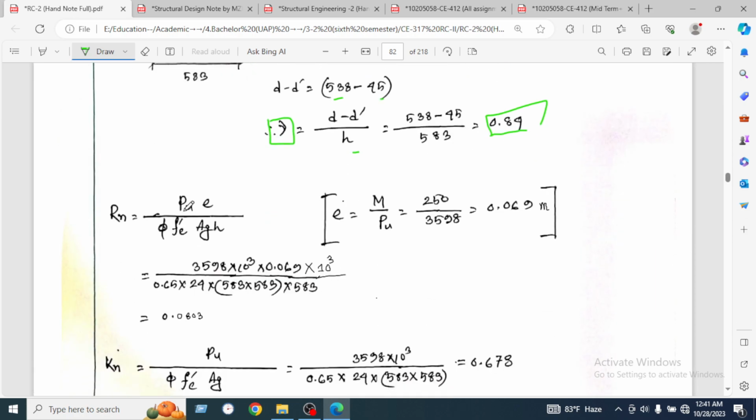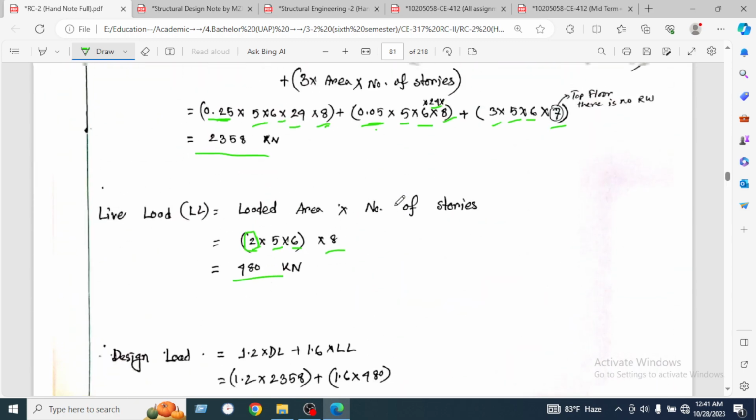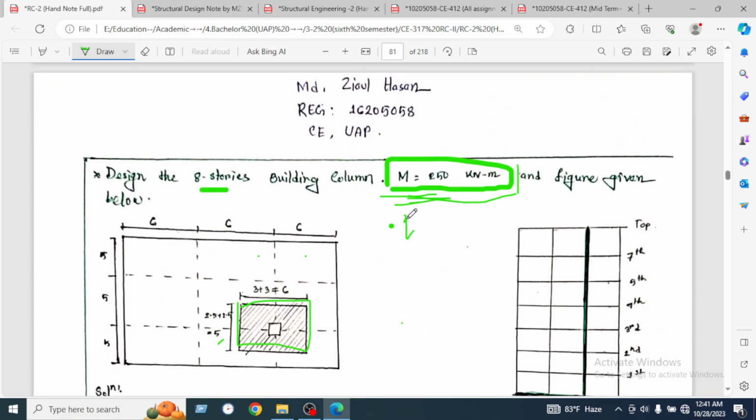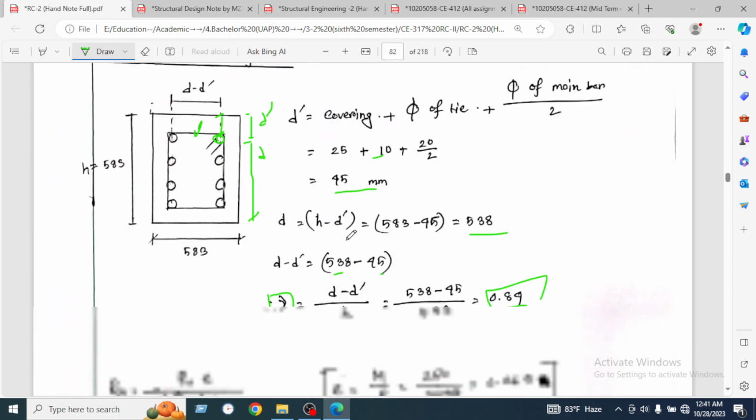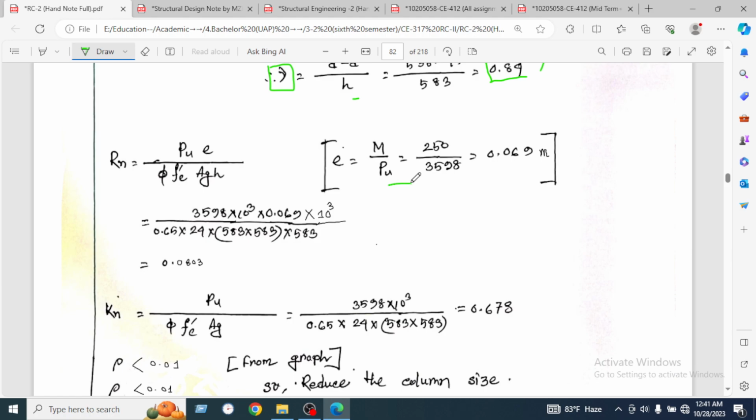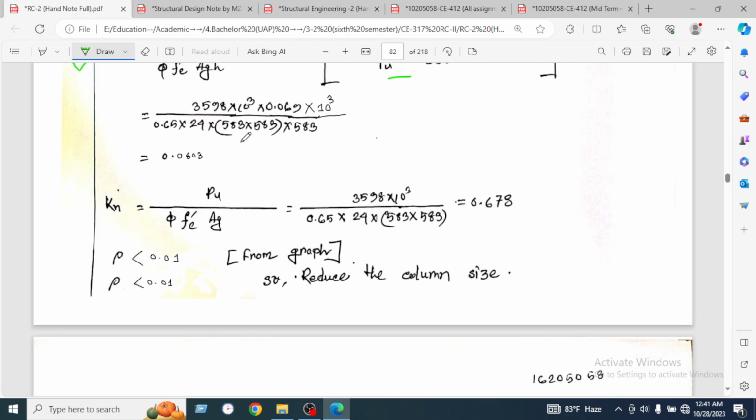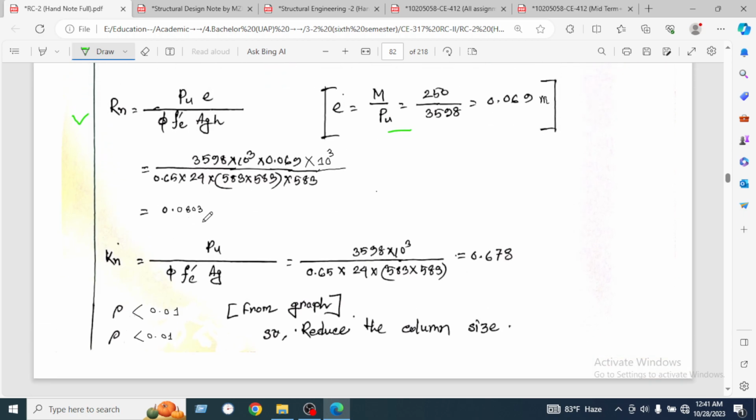Okay, so Ru equal to Pu e into 0.85. So the line will be equal to M by Pu. So M equal to 250 is given in the question, but we would actually find it from earthquake and wind. We have already shown how to calculate it briefly. So the value will be equal to 0.06, and R equal to Pu by f prime c Ag into h. So we have put in all the values here and found 0.0803.